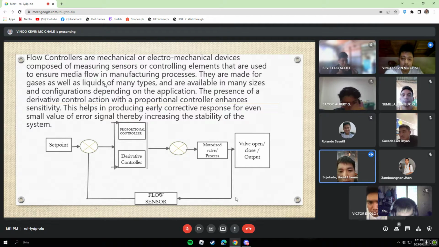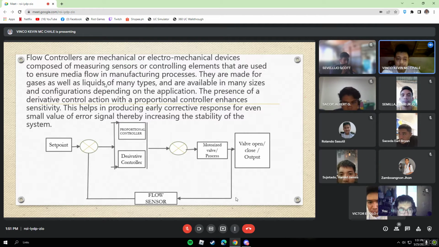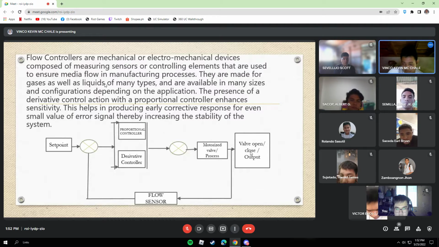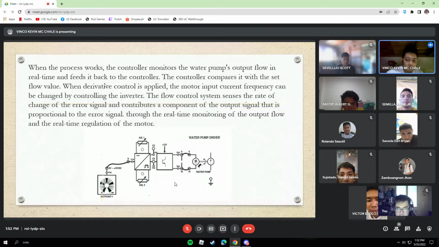So this is the diagram. We have the set point and then the error and then the PD controller, or what we call the proportional derivative controller, and then the motorized valve and then the output, and then it goes with the flow sensor and then goes back to the error.